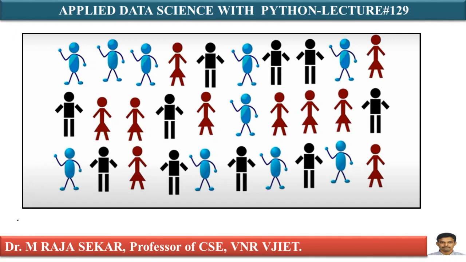What are they? First one is blue guys, and black guys, and black guys and girls, ladies. Let me say ladies. These are 3 categories, depending on the gender.